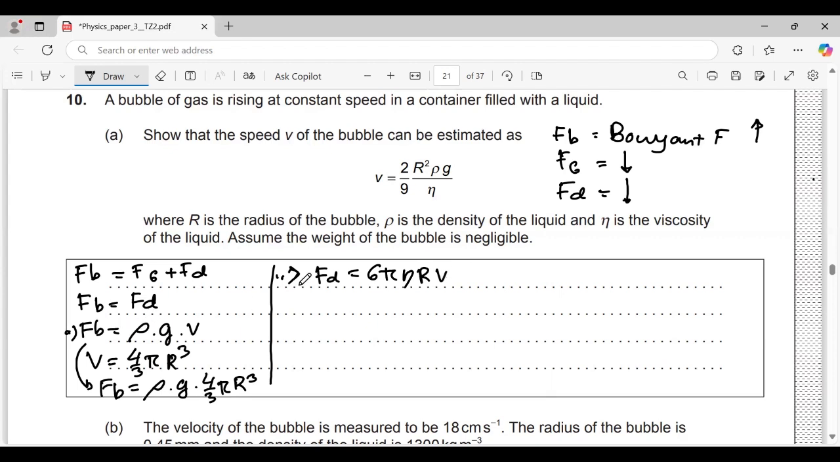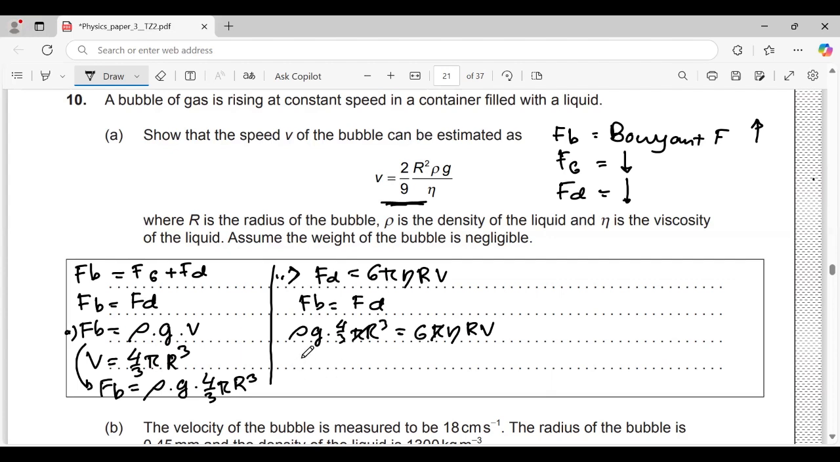Now, Fb equals Fd. It means rho g 4/3 pi r cubed equals 6 pi eta r v. Pi divided by pi equals 1. And this formula we can rearrange because we are going to find v, velocity, like this equation.